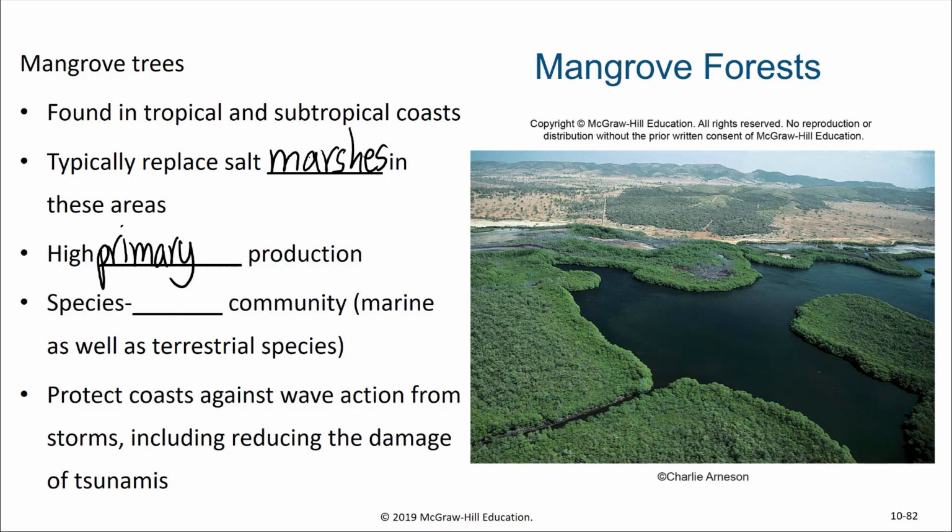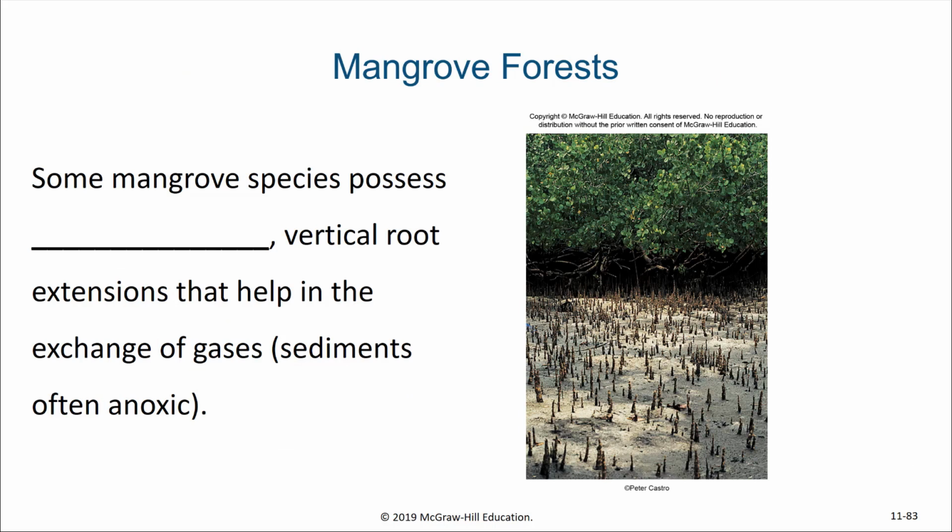They are a species-rich community, and these include marine species as well as terrestrial species. Mangrove forests also protect coasts against wave action from storms, including reducing the damage of tsunamis. They are very important environments. Some mangrove species possess pneumatophores, which are vertical root extensions that help in the exchange of gases, especially when sediments can so often be anoxic.